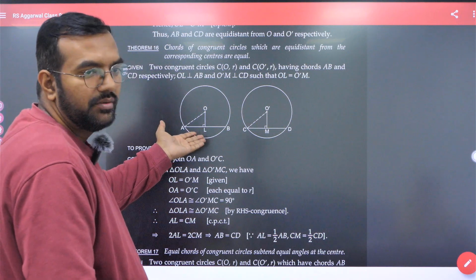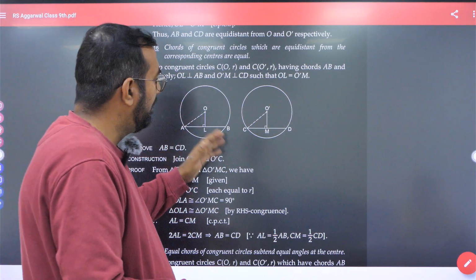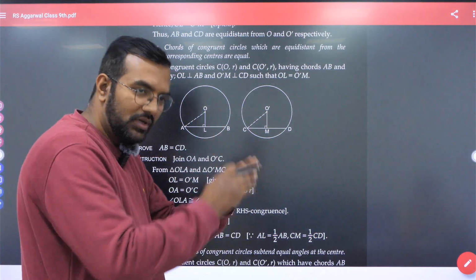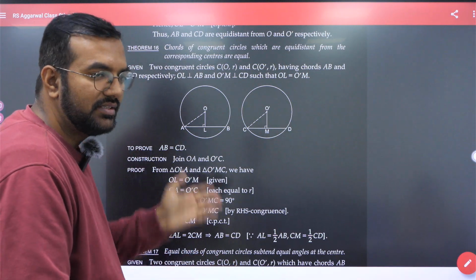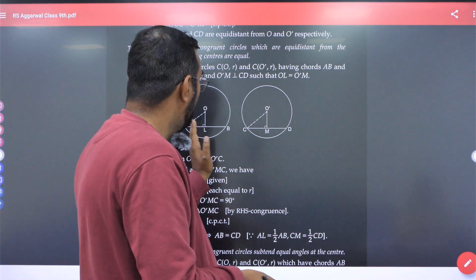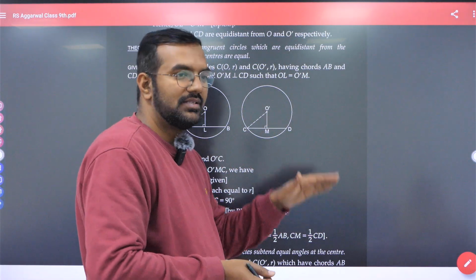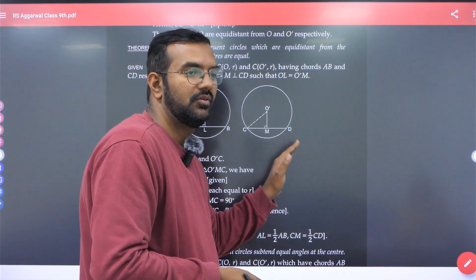A similar way you can prove it. Yes, sir. Because we have already proved these theorems in one circle, and the same theorems are given in two congruent circles. So by the same way you can prove them. Okay.